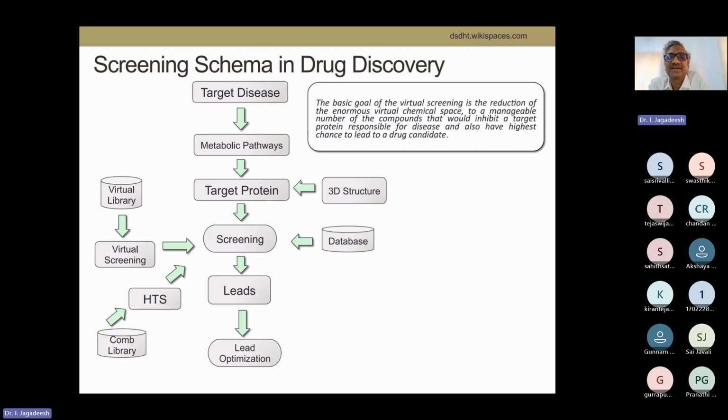This is our end journey. So the basic goal of virtual screening is the reduction of the enormous virtual chemical space to a manageable number of compounds that would inhibit the target protein responsible for the disease, and also have the highest chance to lead to a drug candidate. That is the reason we are doing it virtually. Otherwise, we would do HTS only.